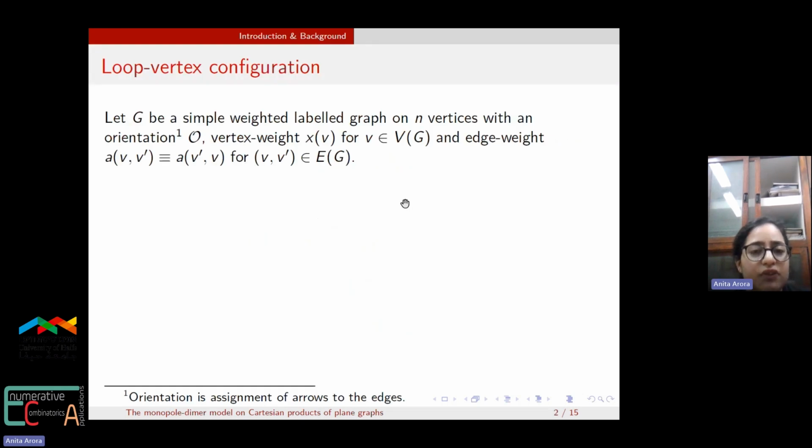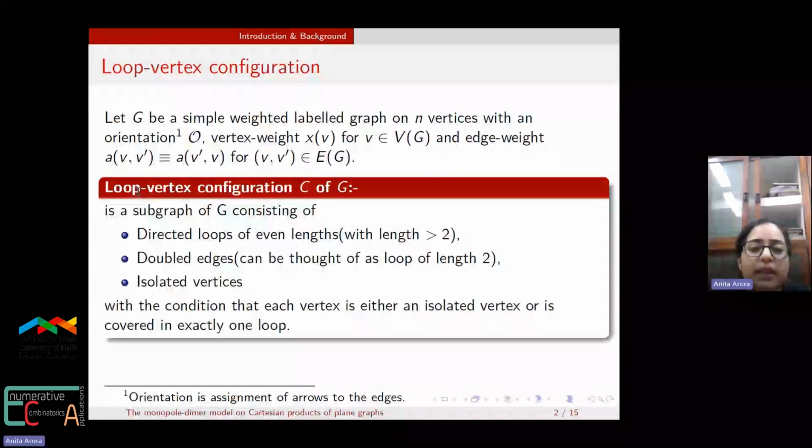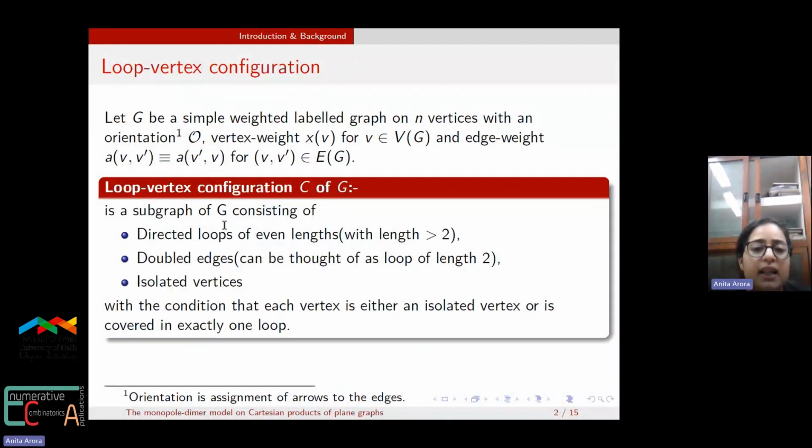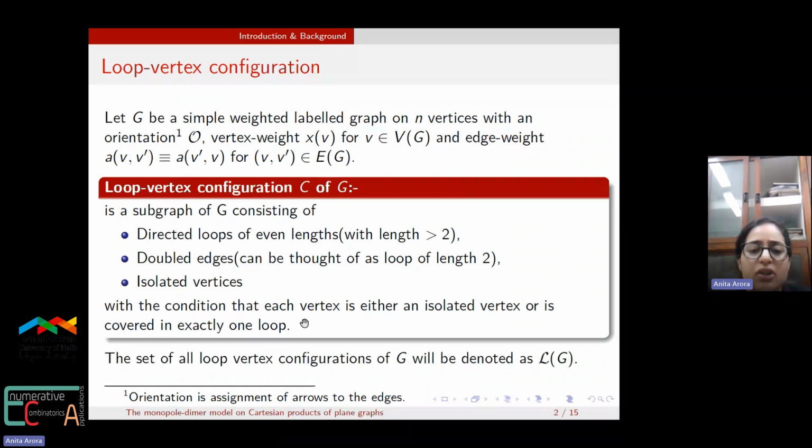Let's consider a graph G which is simple and weighted and has an orientation O. Its vertex weights will be given by x_v and edge weights will be given by a_vv'. A loop vertex configuration on G is a subgraph which consists of directed loops of even length, some doubled edges and isolated vertices, with the condition that this collection will form a cover for the vertex set of the graph G. The collection of all such loop vertex configurations will be denoted as L(G).